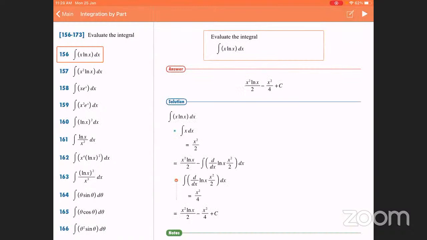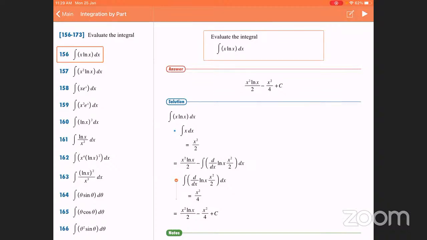There is a model problem which is solved here. Integral x log x dx, okay? Integral x log x dx can be solved by using integration by parts. Log x is kept for derivatives and x is kept for integrals. You can do it very easily, right? Within one or two lines, you can attend this problem.